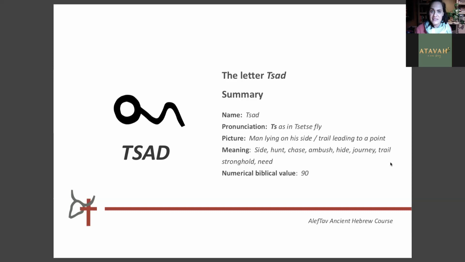So the meaning can mean side, as a man that's lying on his side. It can mean hunt, because when you go down to lay on your side, you're usually hunting. It can mean chasing or ambush. It can mean to hide, because the reasoning behind it is when you go down to lay on your side, you're either sleeping, you're hunting, or you are hiding. So it can mean to hide. It can mean to journey. When you go hunting, you usually go on a journey and you track an animal. But also, again, the two pictures that are connected, a trail leading to a point, you go on a journey to get to a certain destination.